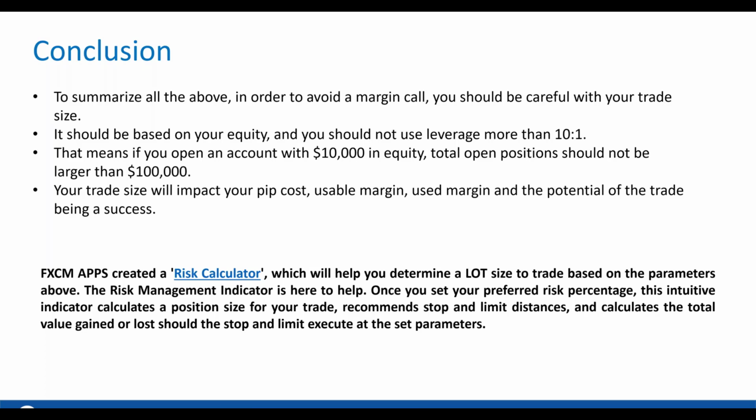FXCM apps created a risk calculator which helps you determine a lot size to trade based on the parameters above. The risk management indicator is here to help. Once you set your preferred risk percentage, this intuitive indicator calculates a position size for your trade, recommends stop and limit distances, and calculates the total value gained or lost should the stop and limit execute at their set parameters.